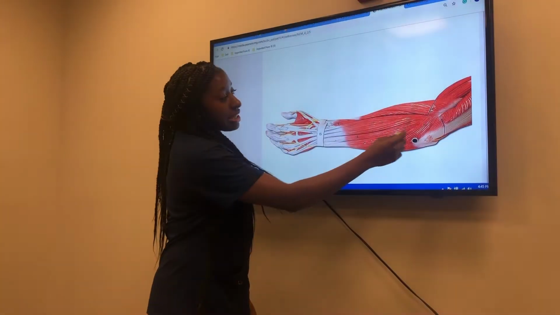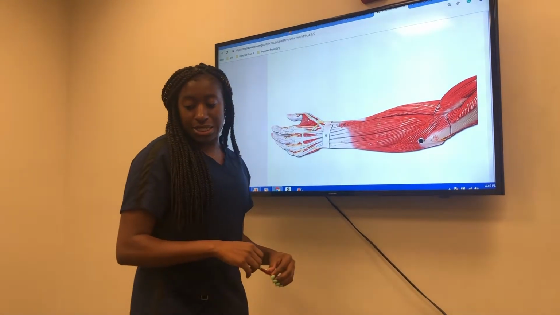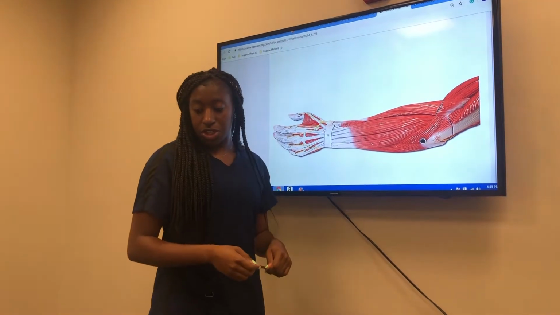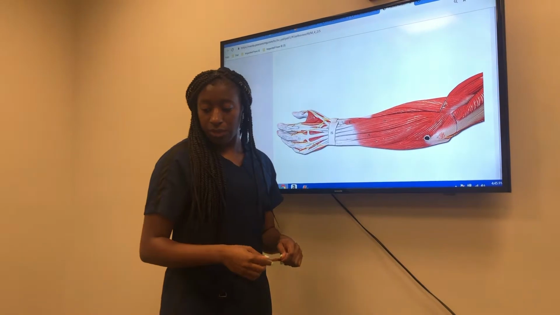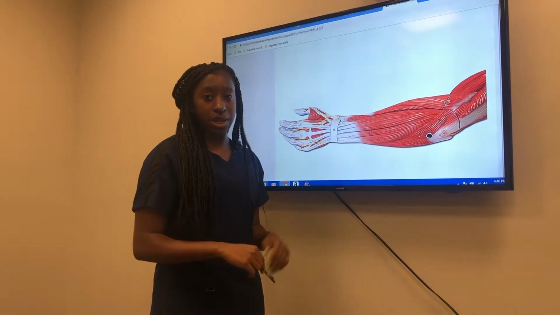This muscle here is the extensor carpi radialis longus. The origin is the lateral supracondylar ridge of the humerus. The insertion is the base of the second metacarpal. The action is it extends the wrist, and the nerve is the radial nerve.